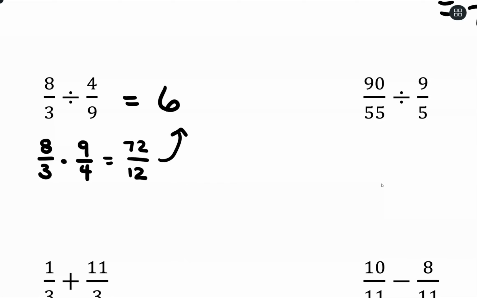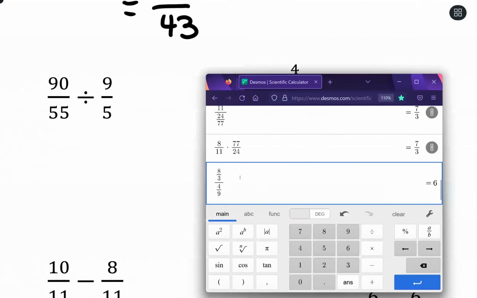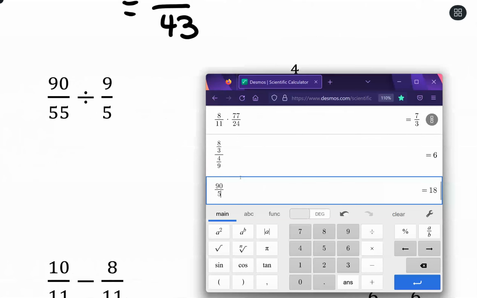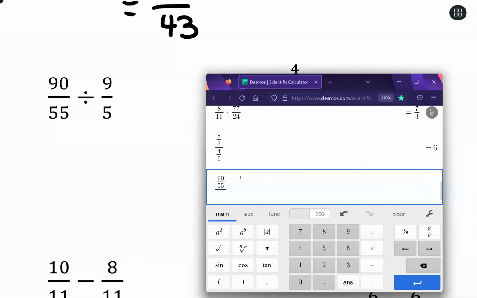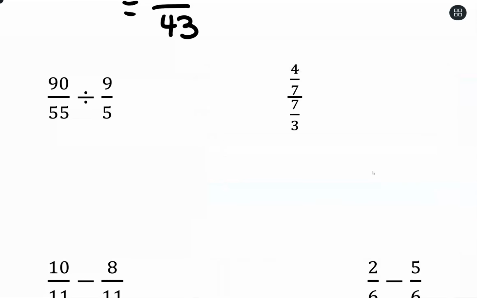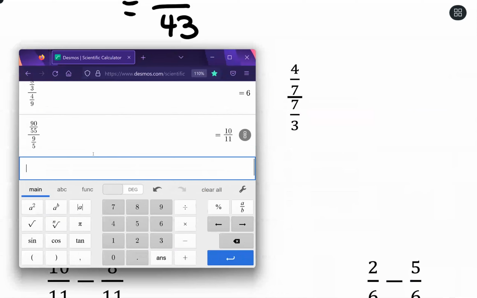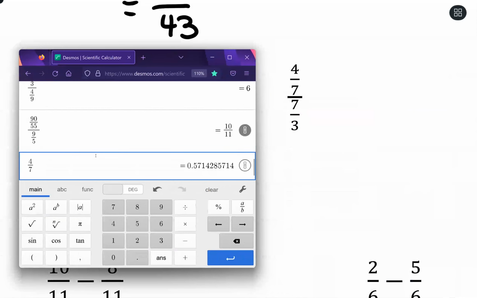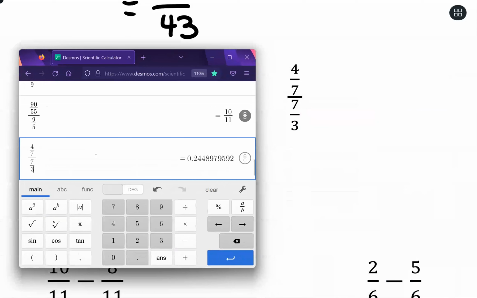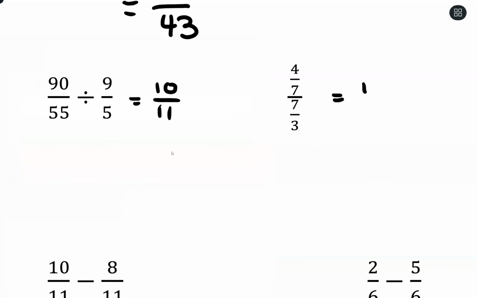Cool. All right. 90 over 55 divided by 9/5 is a 10/11. And this last one is in a format that's going to match the calculator with this 4/7 divided by 7/3, which is 12/49. All right.